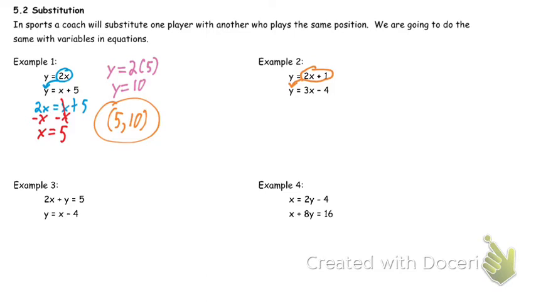Can somebody tell me what this equation would look like? Go ahead, Eli. 2x plus 1 equals 3x minus 4. That is exactly right. 2x plus 1 equals 3x minus 4. This bottom equation is exactly the same, except y is replaced with 2x plus 1. It was substituted for with that.